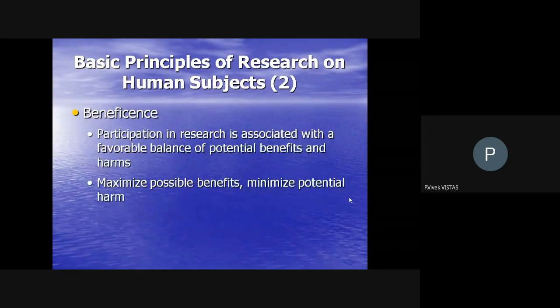So next is beneficence. Participation in research is associated with a favorable balance of potential benefits and harms. So அதுல வந்து நமக்கு வந்து ரிஸ்க்கும் இருக்கலாம், பெனிஃபிட்டும் இருக்கலாம். ஸோ இது வந்து ஈக்குவல் பேலன்ஸ்டா இருக்கணும். மேக்ஸிமம் பெனிஃபிட்ஸ் இருந்தா நமக்கு வந்து it will be positive. ஸோ மேக்ஸிமைஸ் பாசிபிள் பெனிஃபிட்ஸ், மினிமைஸ் பொட்டன்ஷியல் ஹார்ம். அதுதான் as we said earlier, benefit should be more, risk should be minimal. Then only our project or the research or our protocol will succeed.